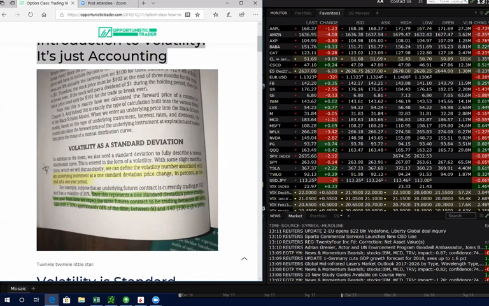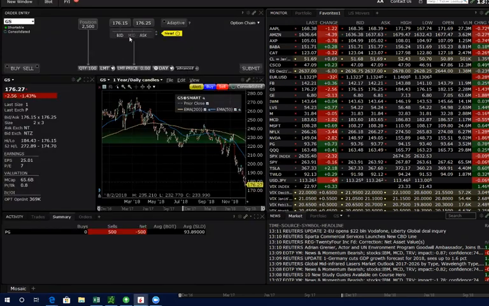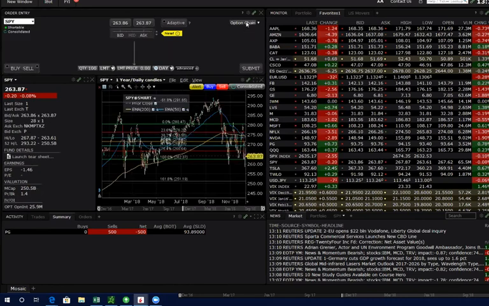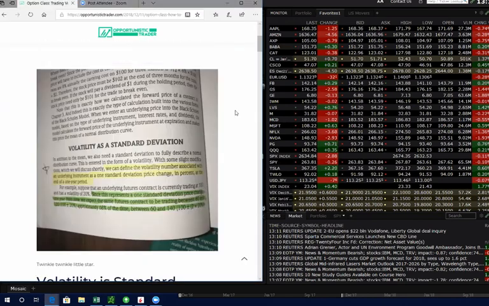So to start off, it's an introduction to volatility, and it's just accounting. I put that title in there because Tom's background is in accounting, and if you just read what's there, volatility is just a standard deviation. So the higher the volatility, the bigger the standard deviation. Right? I can't read the words. Can you see what's there, Tom? Yeah.